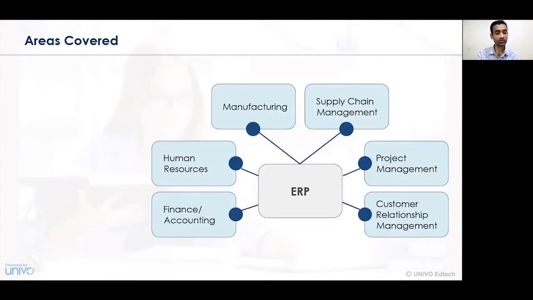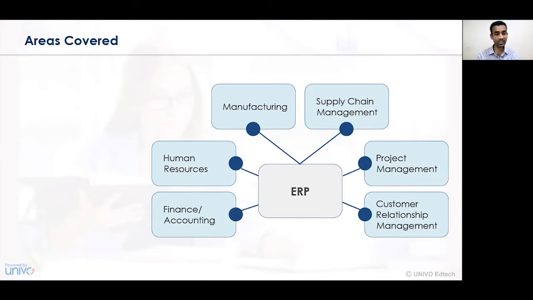Now let us understand what are the various areas that have been covered by the ERP software, that is enterprise resource planning. The first area covered by ERP is the concept of marketing. In this diagram, you can see various areas that can be covered: finance and accounting, human resources, manufacturing, supply chain management, project management, and customer relationship management.